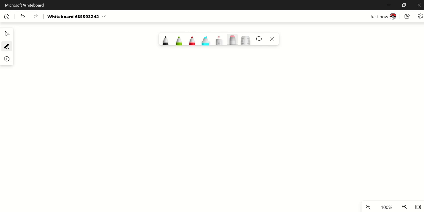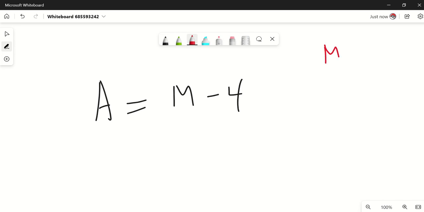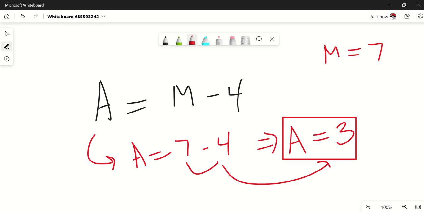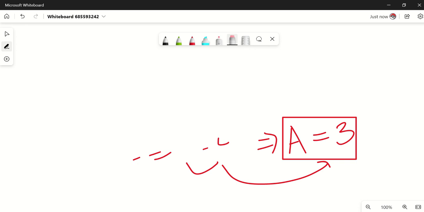So let's use this as an example. Alabama has 4 less airports than Missouri, or Missouri's airports minus 4. If we say Missouri has 7 airports, we will plug this in. Alabama will equal 7 airports minus 4. Alabama will have 3 airports, because 7 minus 4 is 3. So this is how we use variables, especially if we don't know what the values are, being told Alabama has 4 fewer airports than Missouri, and we don't know how many Missouri has. That's why we write an expression.